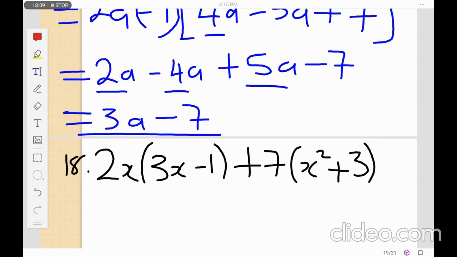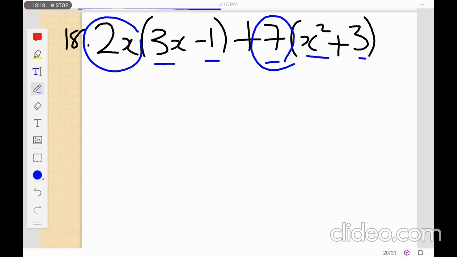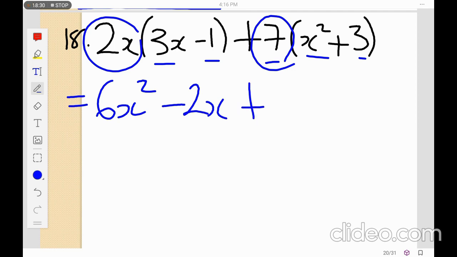Let's look at another question, number 18. This one we are multiplying. This one is now 2x everything, and 7 there multiplies everything. Let's do that. 2x times 3x, we get 6x squared. Then 2x times minus 1, we get minus 2x. Then we have got plus 7 times x, we get 7x squared there, 7x squared. Then 7 times 3, we get plus 21.